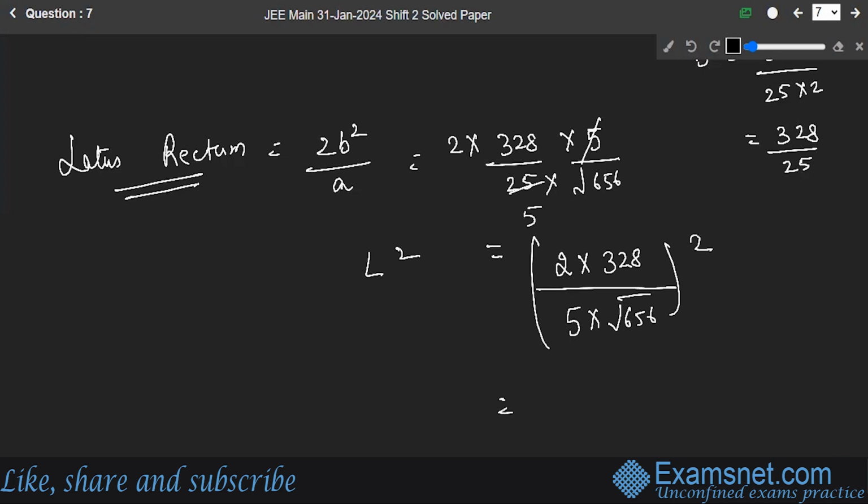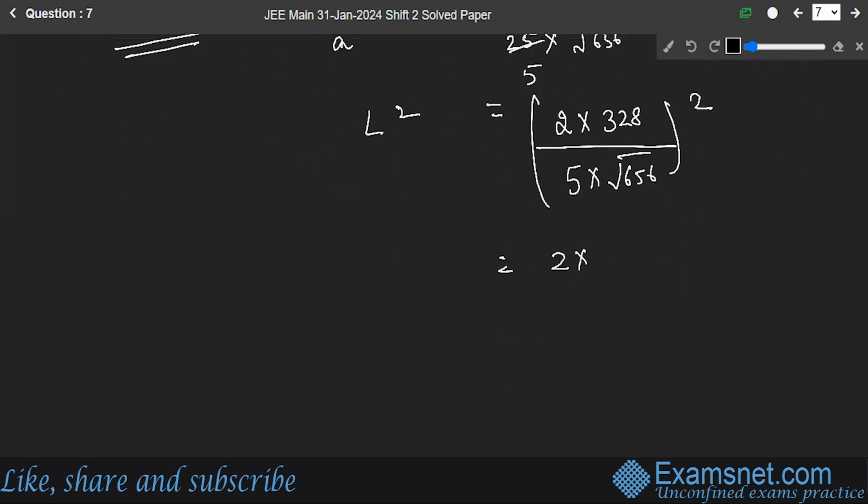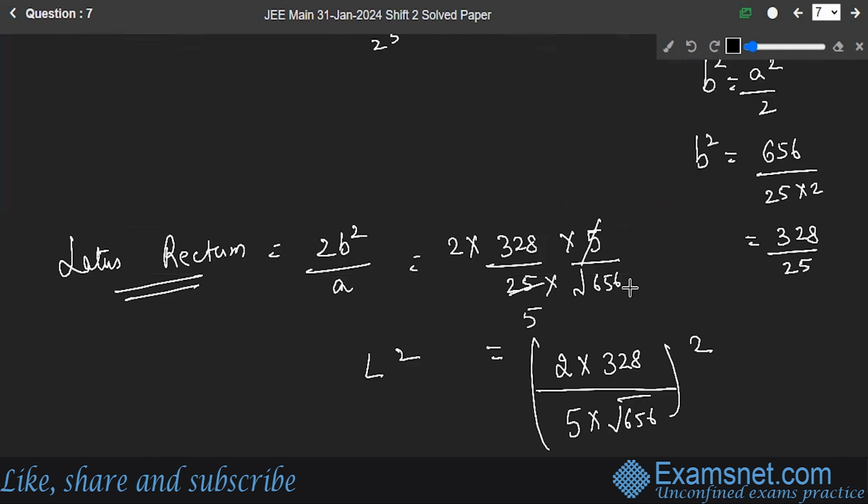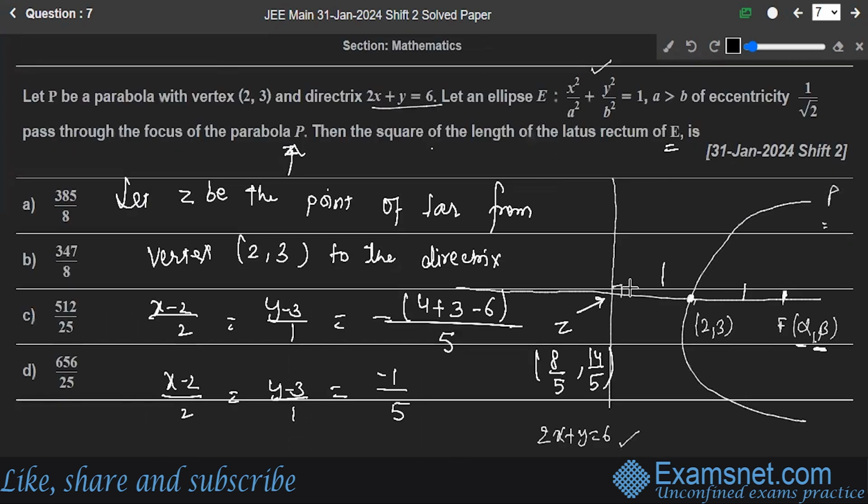This will be equal to 2 into 328 into 2 into 328 divided by 25 into 6, 5 and 6. This will cancel, and you will have 656 upon 25. This is the answer to the question. Now let's check with the options. You have 656 upon 25.